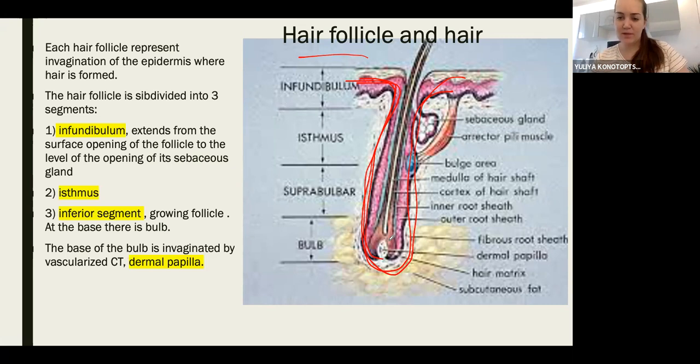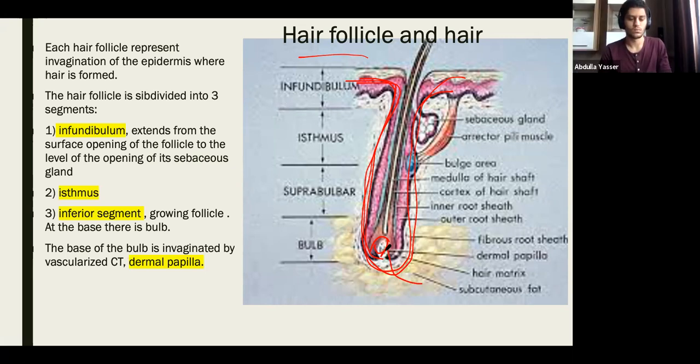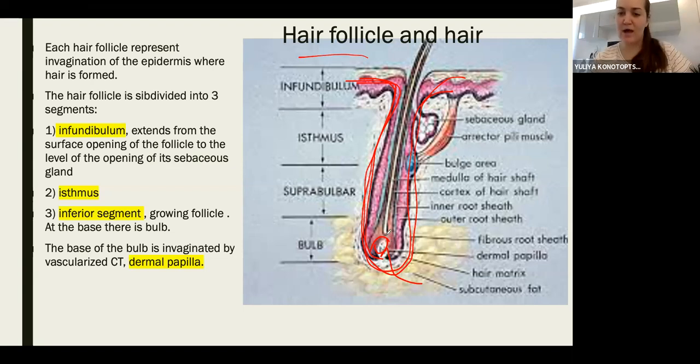In the bulb area, we can see some additional invagination, which is known as the dermal papilla. Okay, so this is also known as the dermal papilla as well. Dermal papilla is a vascularized connective tissue, and it is very important for nutrition because around the dermal papilla, we will have lots and lots of matrix cells. The keratinocytes here, they're called matrix cells. And those matrix cells need nutrients in order to grow.